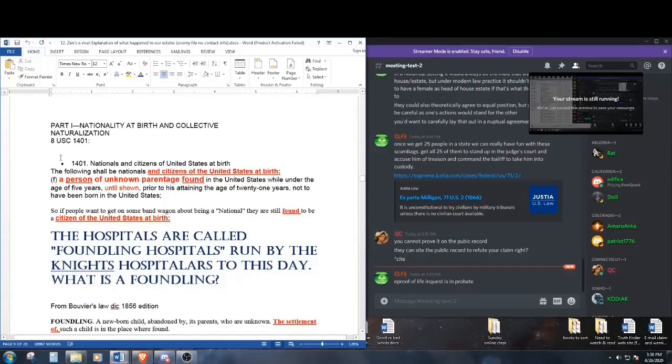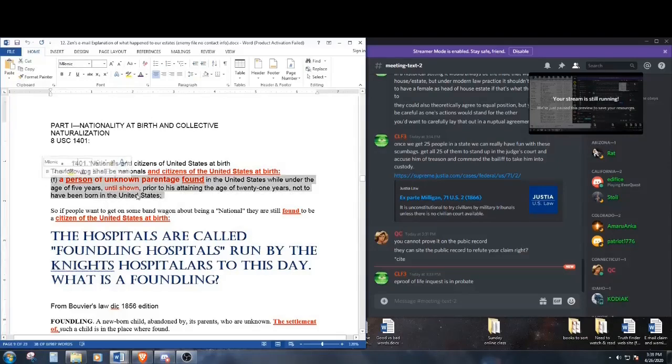8 U.S.C. 1401, this I will read. Nationals and citizens of the United States at birth. The following shall be nationals and citizens of the United States at birth. F. A person of unknown parentage found in the United States while under the age of 5 years, until shown prior to his attaining the age of 21 years not to have been born in the United States.